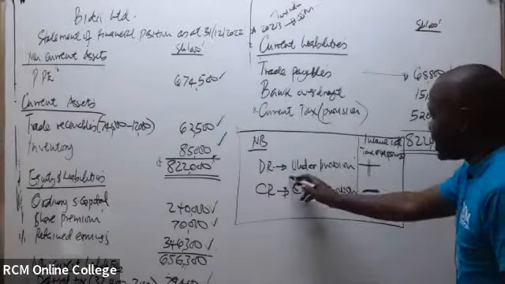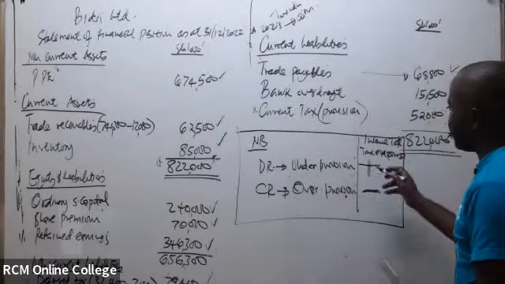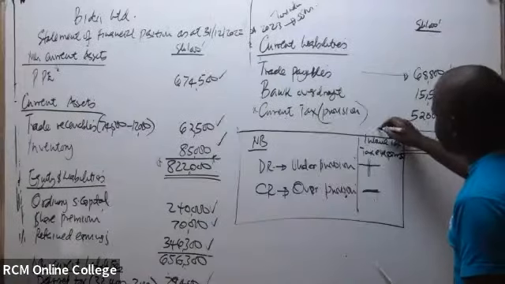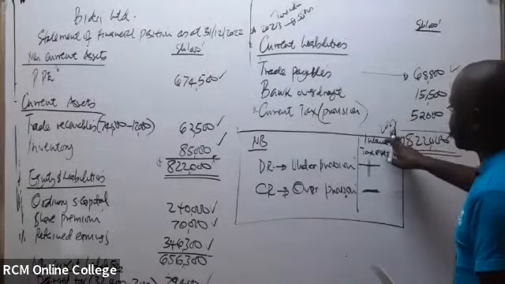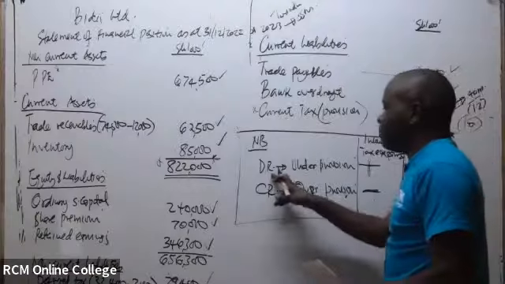And therefore, if it is an under provision in the previous year, it ends up having to increase your income tax in the year 2023. And therefore, in this case, that's why you say it will likely be on the debit side.